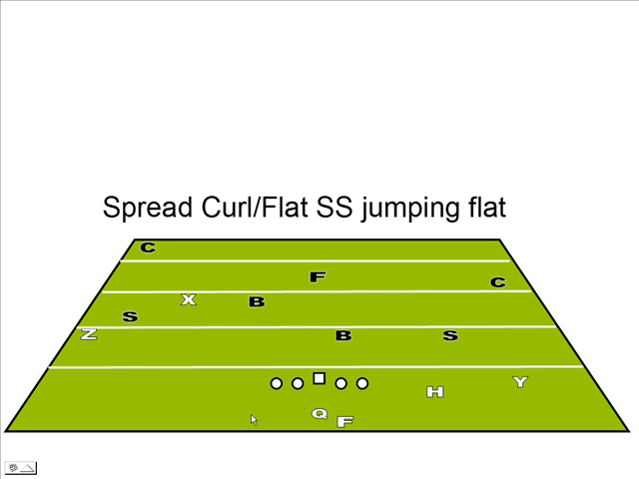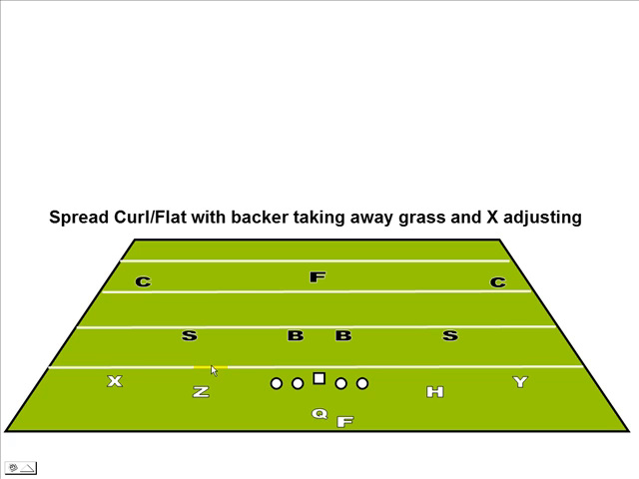So he sees that, and now he knows we have grass right here. This backer's kind of infringing on the grass, but we still have grass here based on the play. Now moving on to the next look, the same thing we had. The strong safety is going to jump the flat, but this backer is going to get up underneath the curl and take away the grass we had earlier. So now X and the quarterback had to adjust and move to the next space where open grass is.